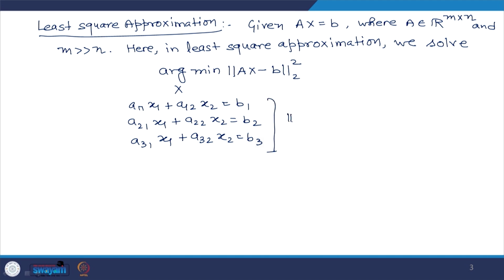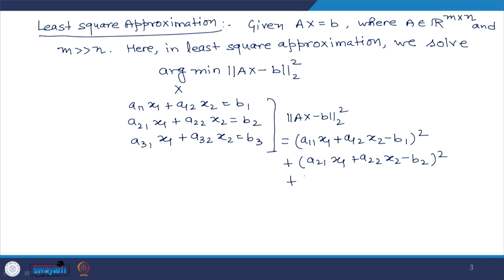So, here what is the meaning of the norm of Ax minus b squared? This is nothing but (a11 x1 + a12 x2 − b1)² + (a21 x1 + a22 x2 − b2)² + (a31 x1 + a32 x2 − b3)². Now this is my sum of the residual errors. Now, least square means we have to find x1 and x2 which minimize this particular sum of the residuals. So, for minimizing this, what will I have?